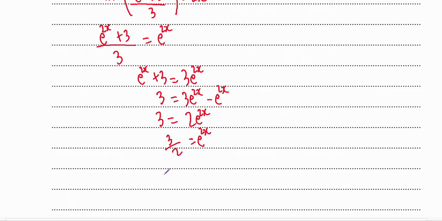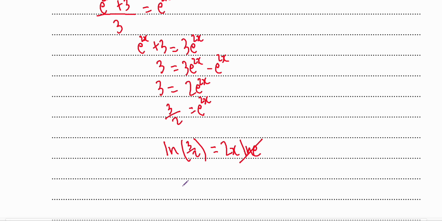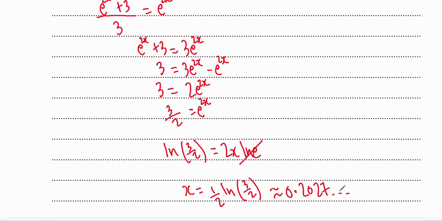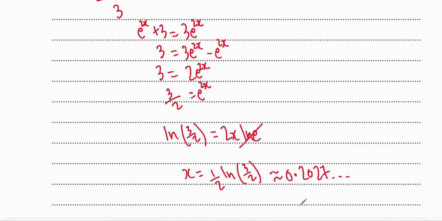We take the natural log on both sides again. So we have the natural log of 3/2 is equal to 2x times the natural log of e. But again, this is just equal to 1, so we can get rid of it. So we have 2x = ln(3/2). And now it's simple. x is equal to 1/2 times ln(3/2), which is approximately equal to 0.2027, and so on and so forth. But I think we need 3 decimal places. Yep, so that is equal to 0.203, correct to 3 decimal places. And yeah, that's our answer for x.